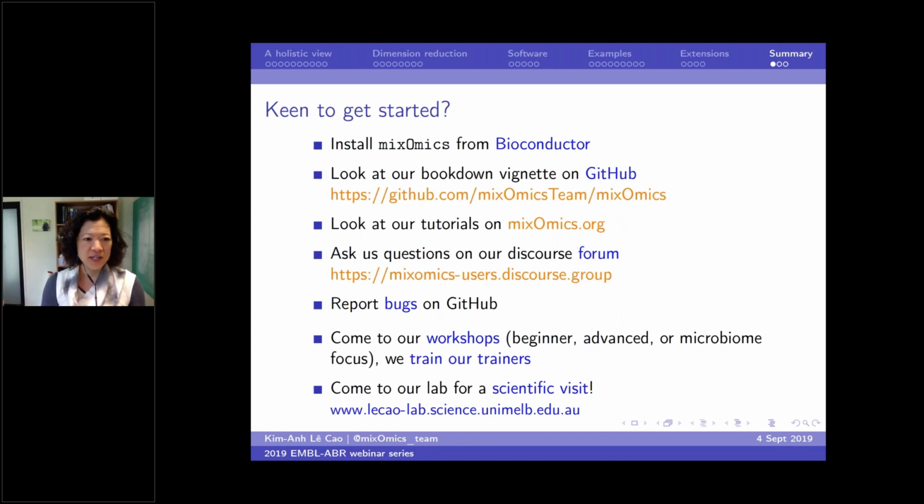And so those are my last slides. So if you're interested in mixOmics and if you want to get started, the first thing is to install mixOmics from Bioconductor. We did a transfer from CRAN to Bioconductor about a year ago. We have a bookdown vignette that is also hosted on GitHub to give you some pointers about how to get a handle of the different functions. We also have more detailed tutorials on our website.